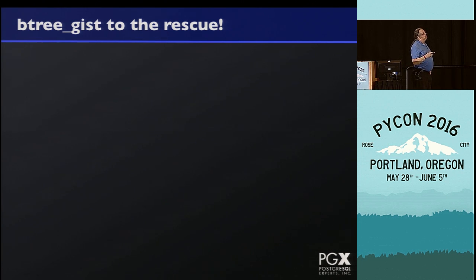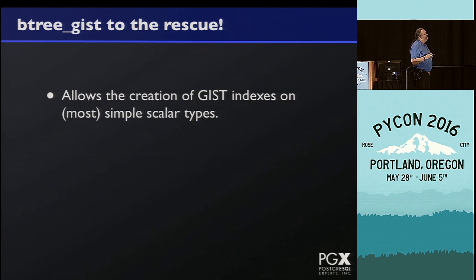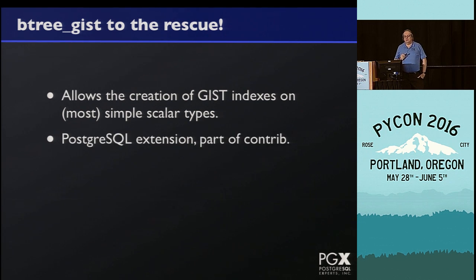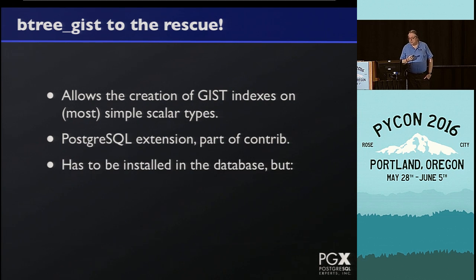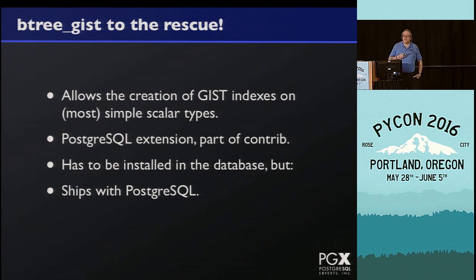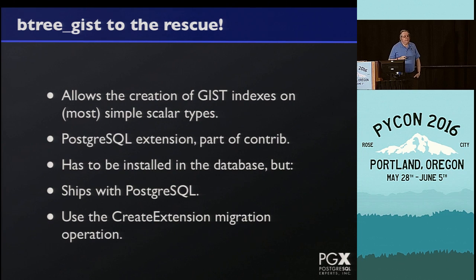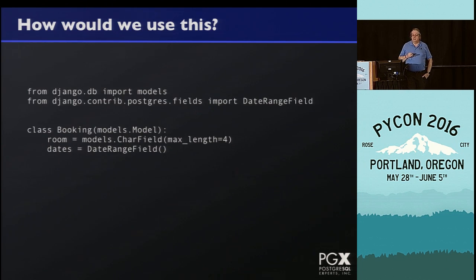There's a module that you can install in Postgres called btree-gist, which allows you to create gist indexes on simple scalar types. It's an extension. It's part of contrib, so you get it as part of the standard source distribution. It has to be installed in the database, but again, it ships with Postgres. So you can use the CreateExtension migration operator to stick it in your database. So let's see how we'd actually do this.